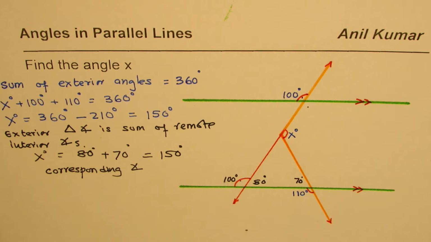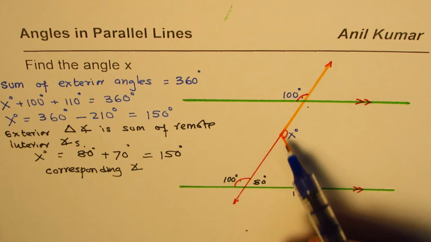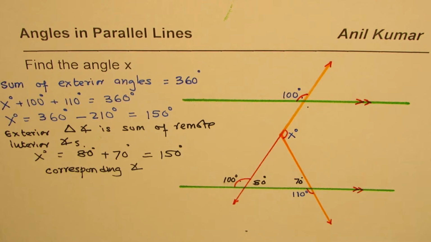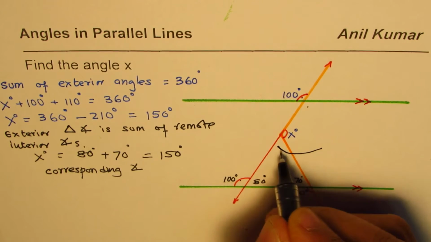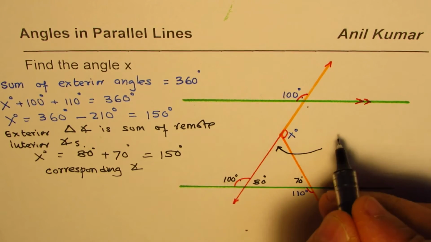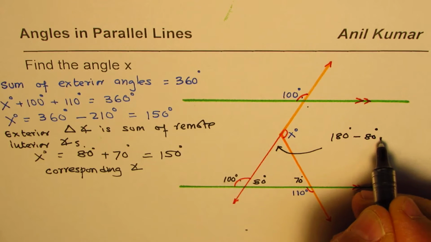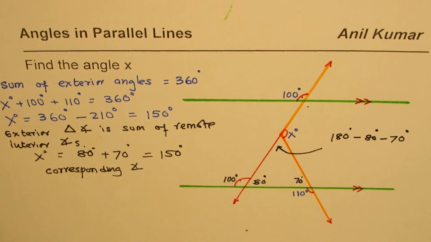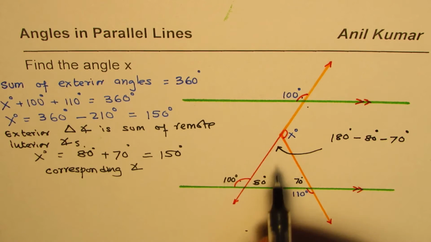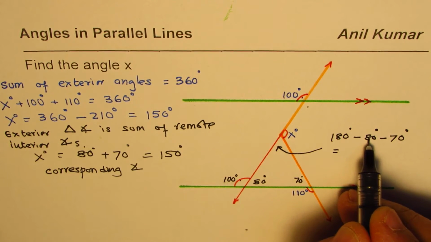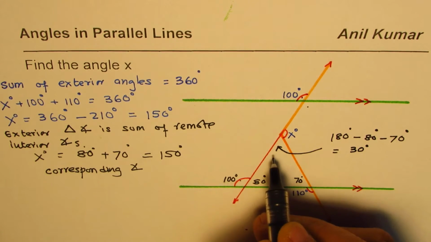Well, that's a good way of finding. The third is, if you don't know this exterior angle thing, then you know that the sum of the angles in a triangle is always 180, right? So we could find it like that also. What we can do is find what this angle is. Since the sum is 180, this angle is 180 degrees minus 80 degrees minus 70 degrees. So 180 minus 80 is 100. 100 take away 70 is 30 degrees. So we got this as 30 degrees.